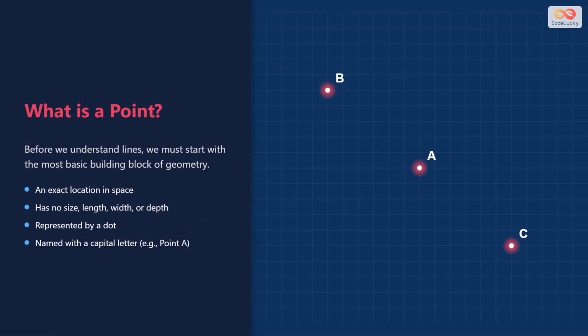Before we can talk about lines, we need to understand the point. A point is an exact location in space. It is the building block of geometry. A point has no size, no width, and no depth. We represent it with a simple dot and name it using a capital letter, like point A.